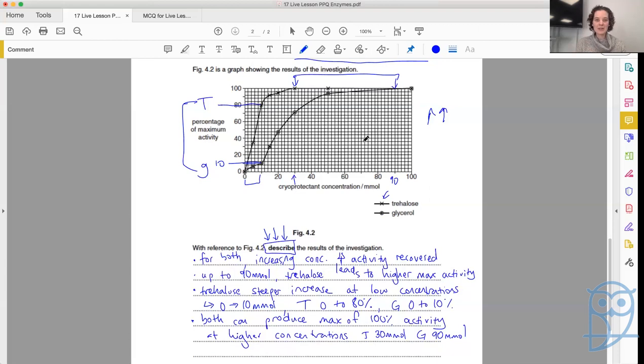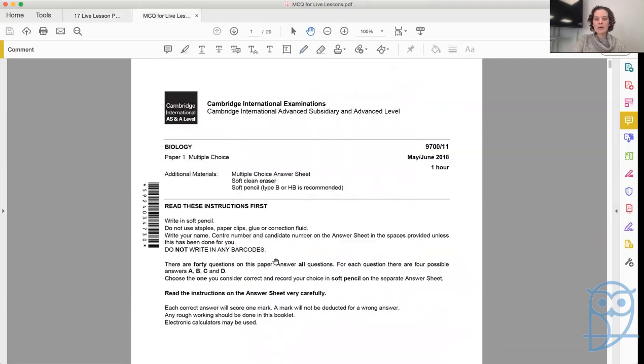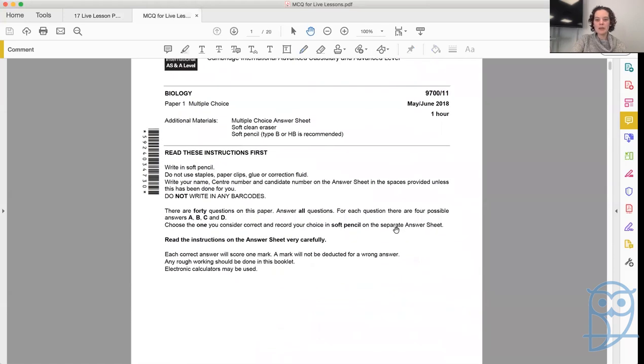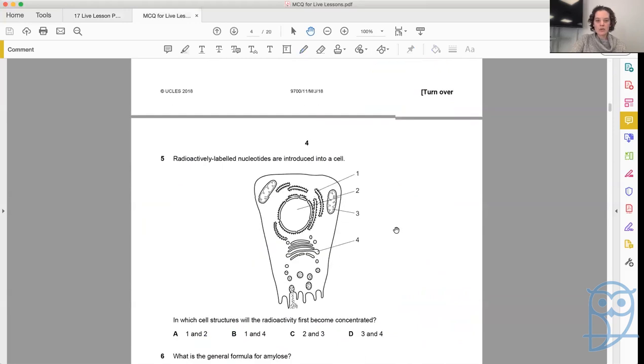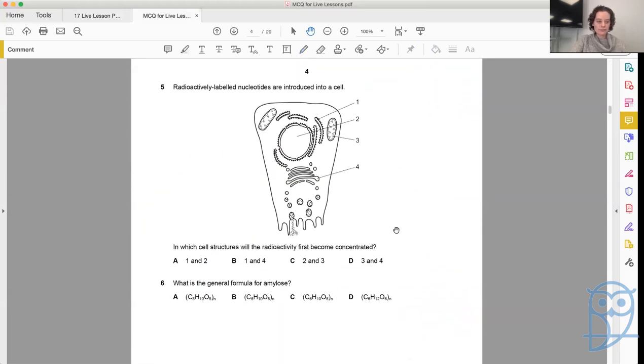Okay, have we got any questions relating to these short answer questions, or are we happy to move on to multiple choices? So it's the same paper that we were working on last time. We're going to keep going with this paper all the way to the end. So May, June 2018, paper 11. We are kicking off now with question 5.